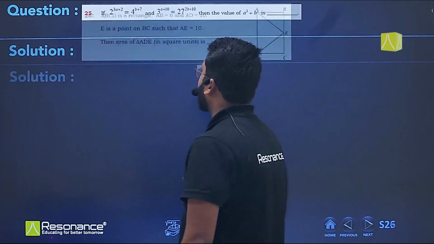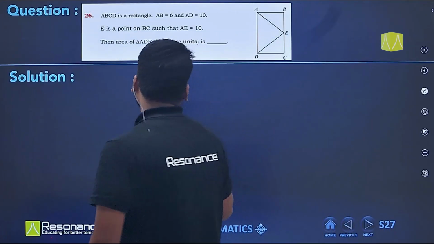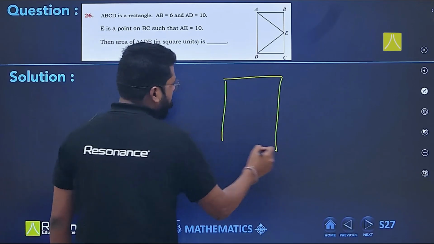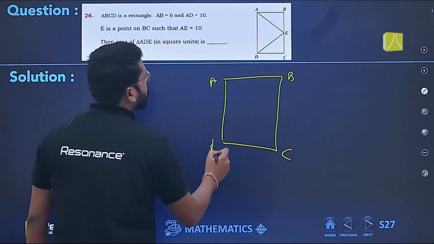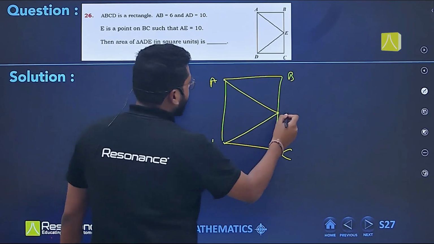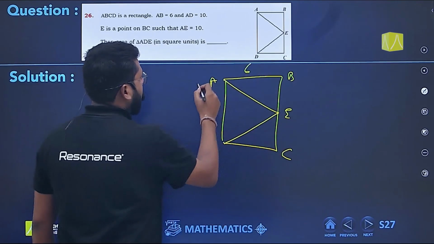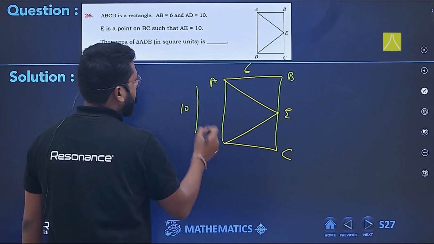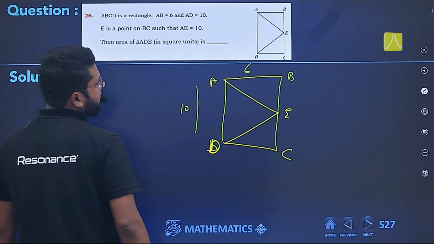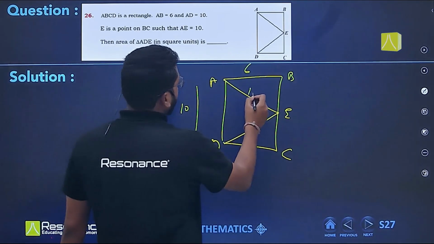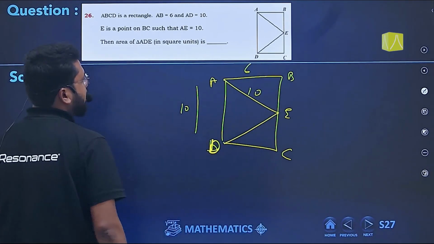Okay. Now the next question: ABCD is a rectangle. This question is very easy. It looks complicated, but it is a very simple question. In it, AB is 6 and AD is 10. This is AD. E is a point on BC such that AE is 10. We have to find the area of ADE.